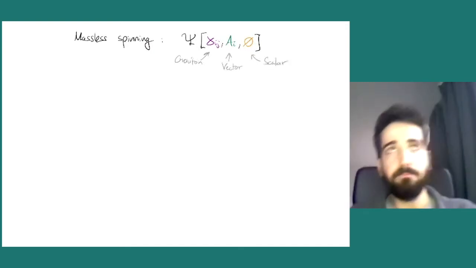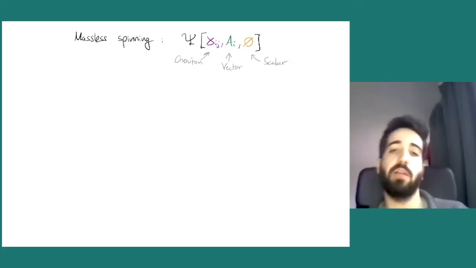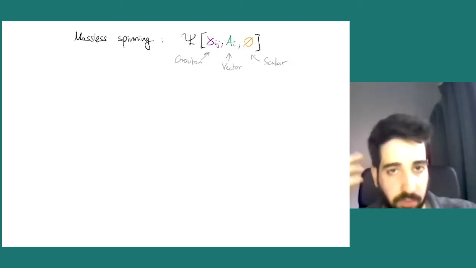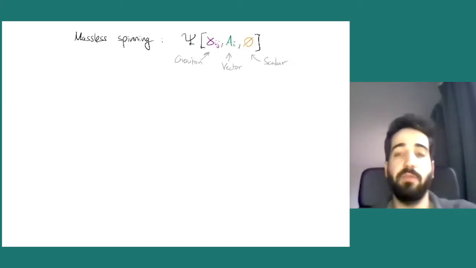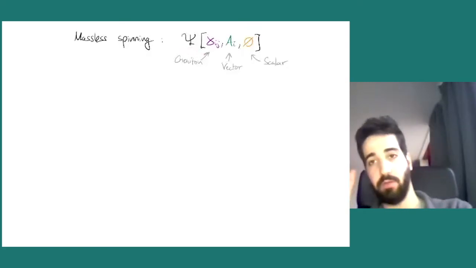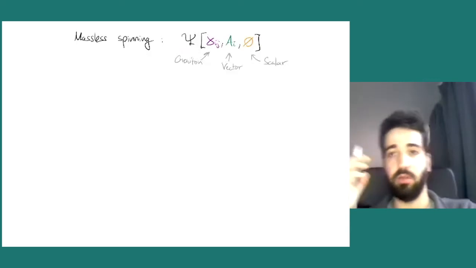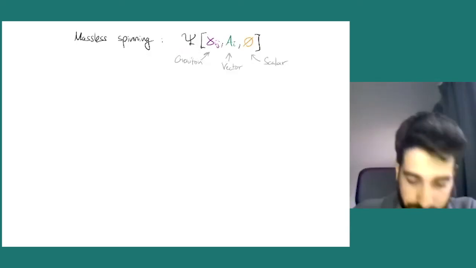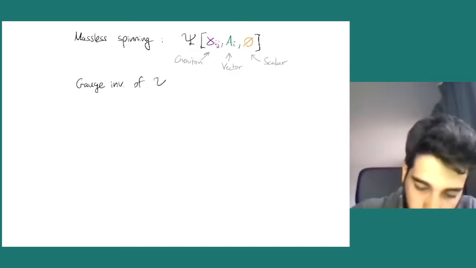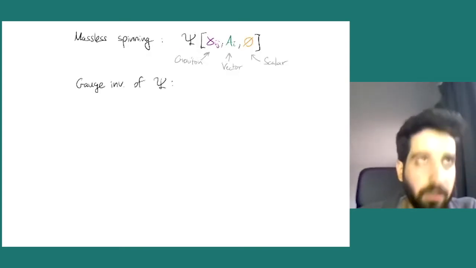So these fields, gluons, photons, gravitons, have some gauge transformations, right? And the gauge invariance of the wave function of the universe, so the gauge invariance of our observables and so on, is going to imply some identities on the wave function coefficients. So gauge invariance of this object is going to imply some identities.